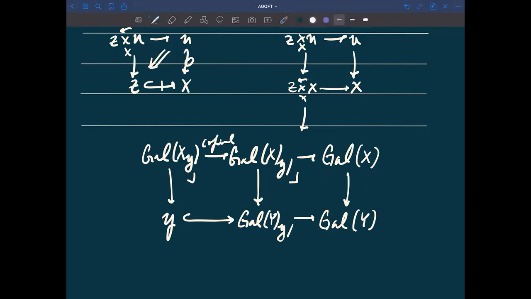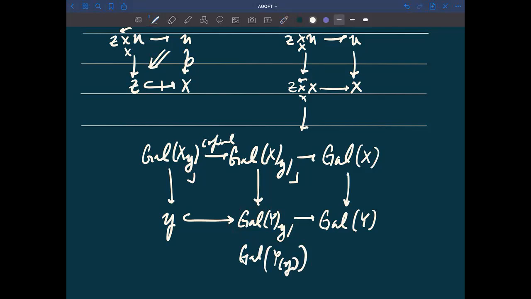So let's write down what the objects are because we can. This is just the strict Henselianization. This is just sort of the localization, Y localized at y.